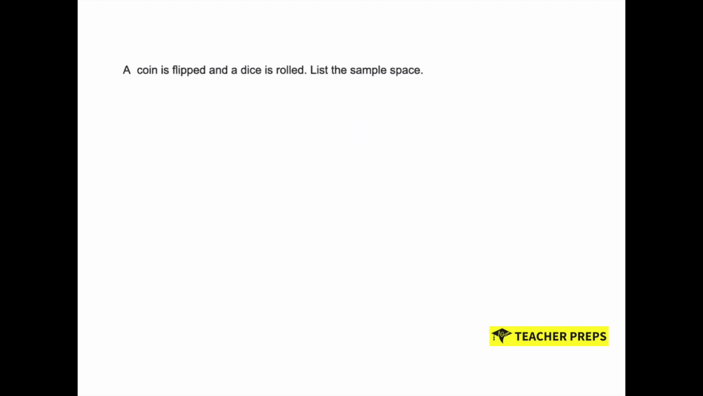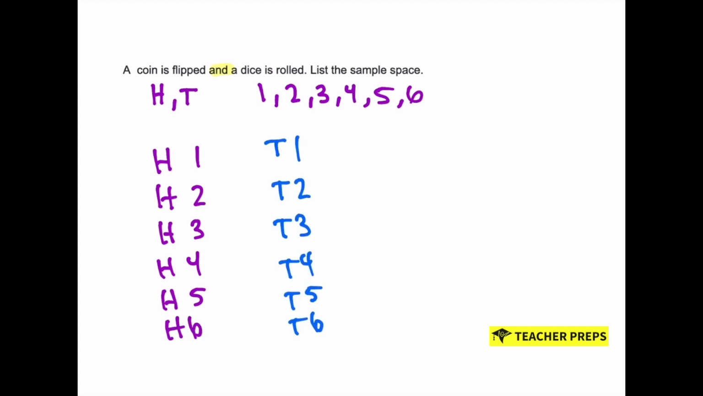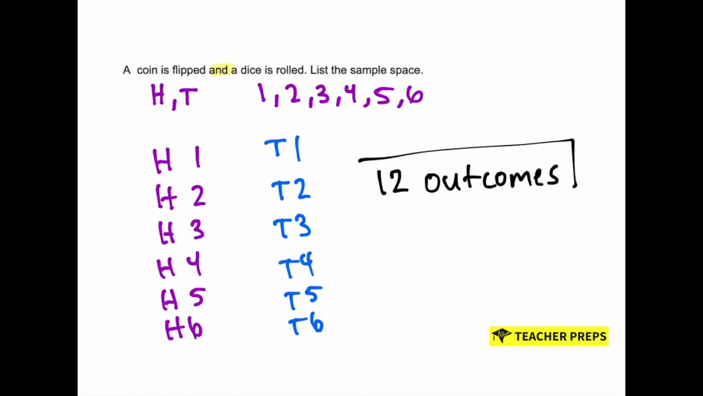Now pause the video and try this one on your own. Now let's see how you did. It says that a coin is flipped and a dice is rolled. List the sample space. Well, a coin has heads and tails, and a dice has the numbers 1, 2, 3, 4, 5, and 6. We could get heads with 1, heads with 2, heads with 3, heads with 4, heads with 5, and heads with 6. We could do the same thing with tails. So when we flip a coin and a dice is rolled, we have 12 possible outcomes.